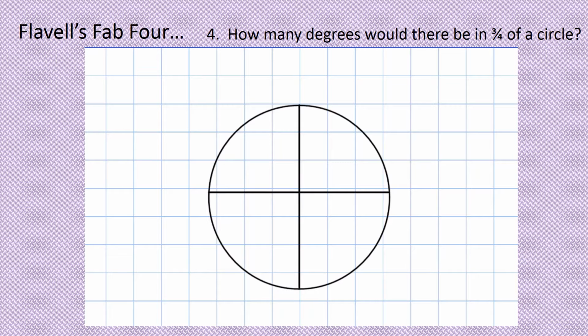Right, okay, how many degrees in 3/4 of a circle? Well, that would be 1/4, which is 90 degrees. That would be 2/4, which is 90 degrees more. That would be 3/4, which is another 90 degrees. So we've got 90 degrees, times that by 3. So 3 nines are 27, so 270 degrees in 3/4 of a circle.